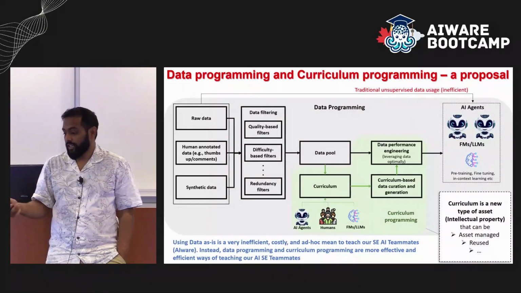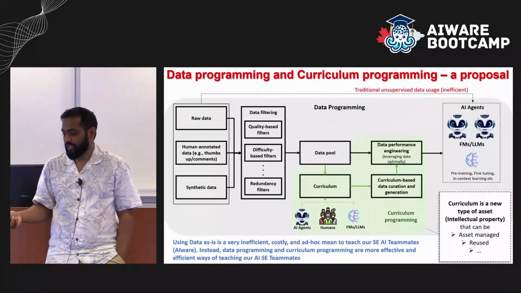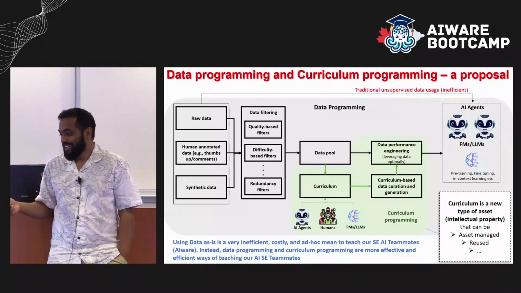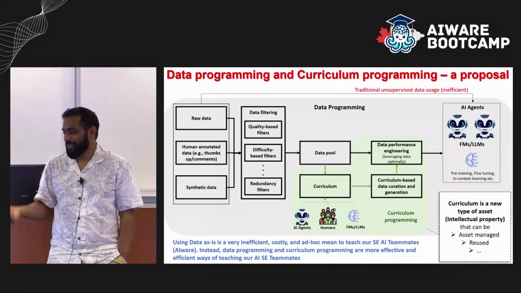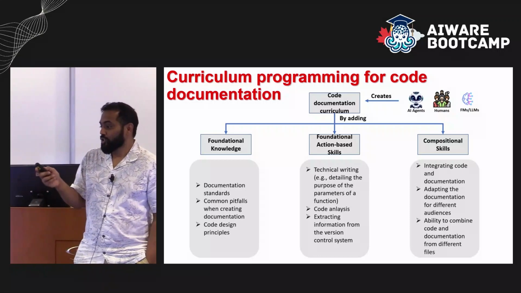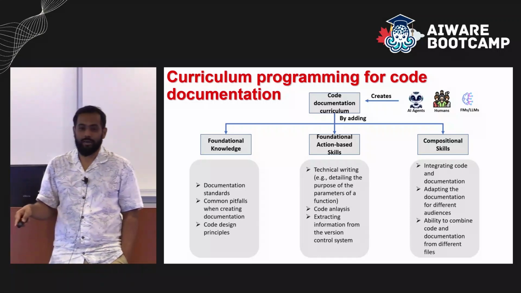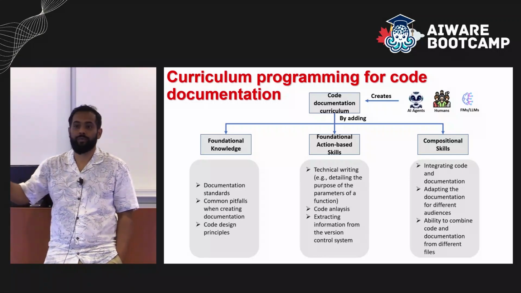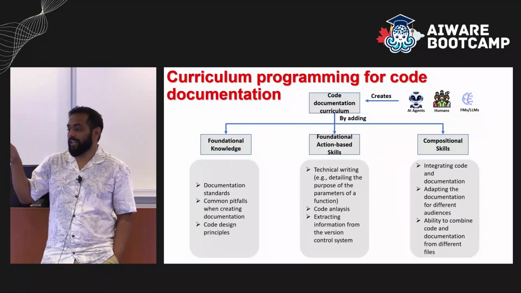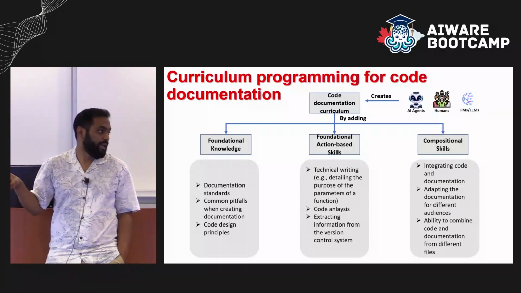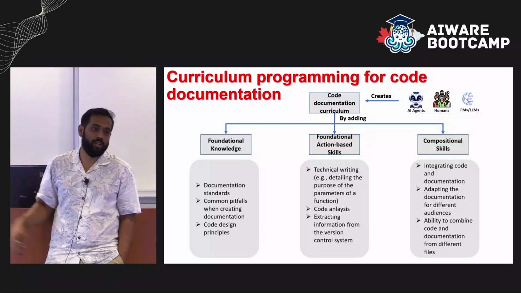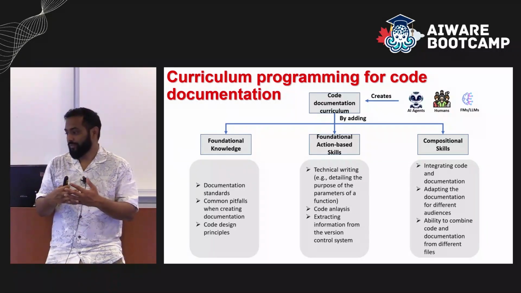And once again, data used as is is very inefficient, and we need techniques like data programming and curriculum programming to enable this. And I actually have an example of how curriculum programming might look for code documentation. So let's say a code documentation curriculum is being created by AI agents, humans, and foundation models together.